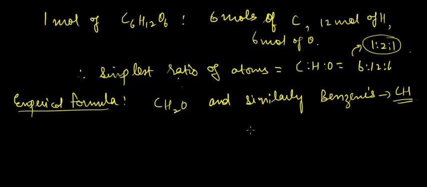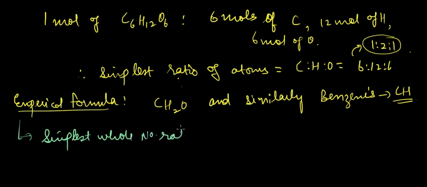So empirical formula is the simplest whole number ratio of atoms present in a molecule or in a molecular formula of a compound. Okay, so let's write it: it is the simplest whole number ratio of atoms present in a molecule.